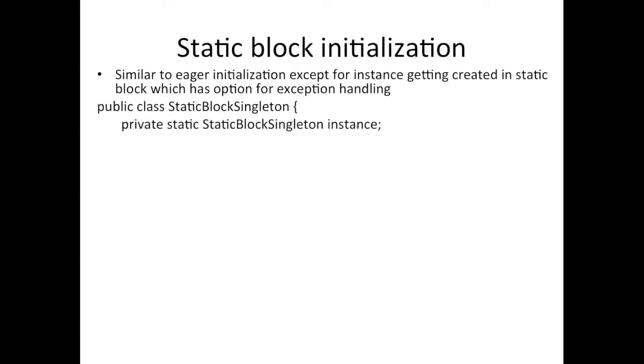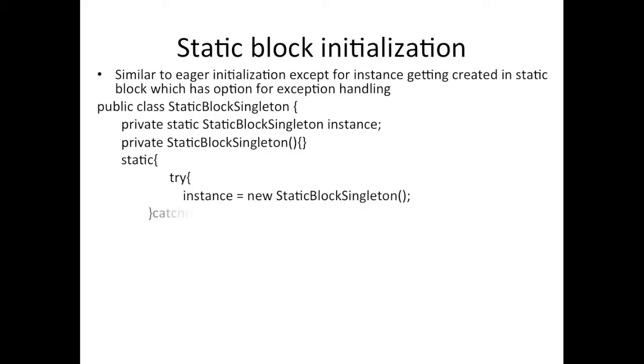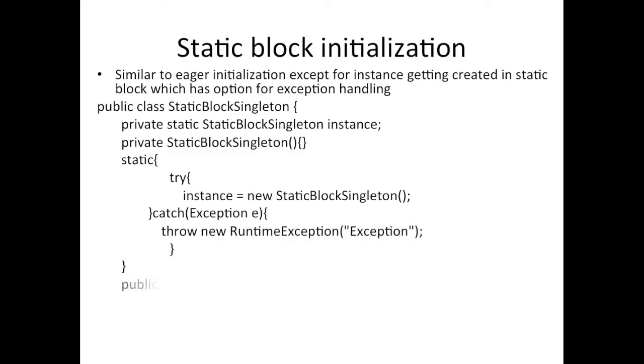Public class StaticBlockSingleton, private static StaticBlockSingleton instance, followed by the constructor. The constructor is private. Now we would be having the static block like this. Again we have the getInstance method, which is public static and would be returning the instance. Now this is an example of static block initialization.